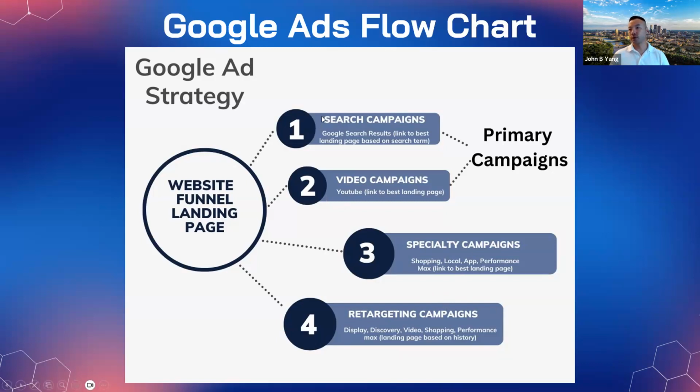Again, we have search campaigns and video campaigns. These are probably the two primary ones that you will run. I'd say search campaign is the primary one. And then you have your specialty campaigns. If you're selling a product, then it'll be shopping, or go through Google Merchant. If you're local, you can run through local service ads. There's an app as well. So these are all connected to the partner websites.